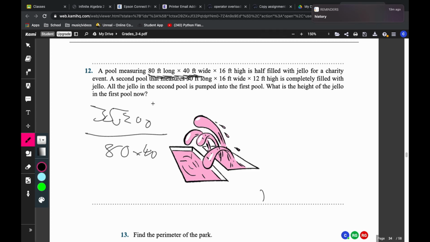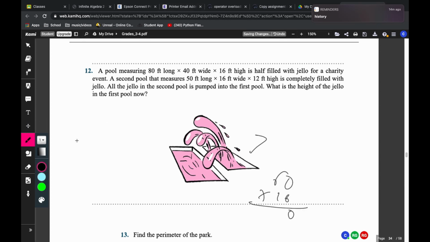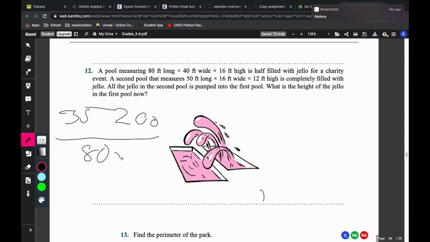So in order to figure out the height, we would have to divide by the length and the width, in feet. So this 0 goes up. I'm going to draw this a little more neatly. So that's basically just feet. So that was 35,200 divided by 80 times 40. And then there's 0, there's 0, there's 0, and there's 0.